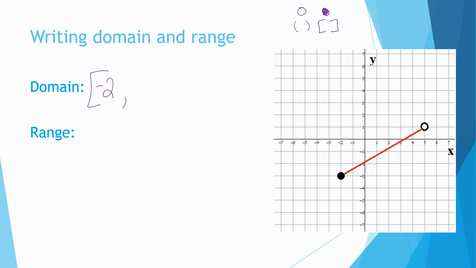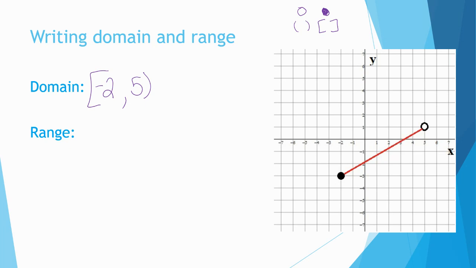Then I'm going to go all the way to the right. Where does the graph stop on the right? It stops at 5, but this time with an open circle. So I want to use a parenthesis. And it's okay to mix and match like that. You may have two brackets, one of each, or two parentheses.